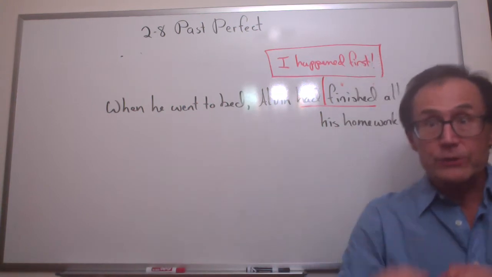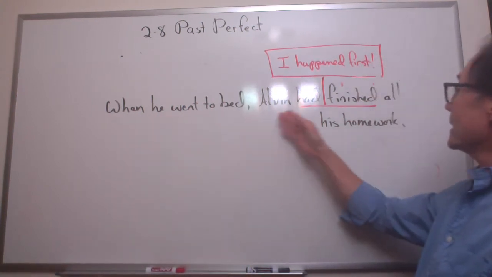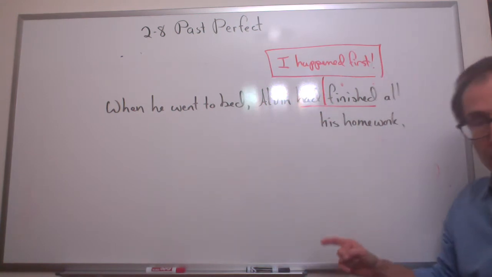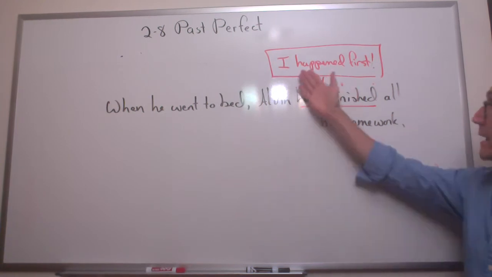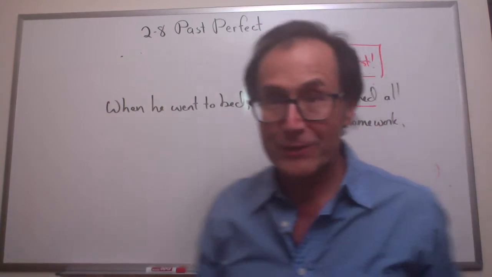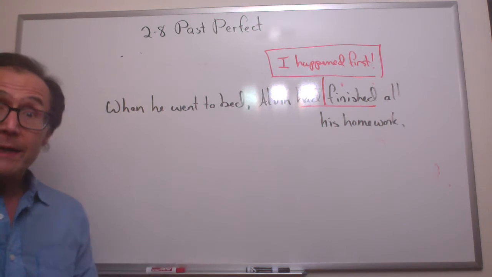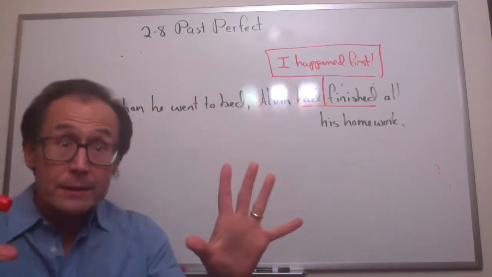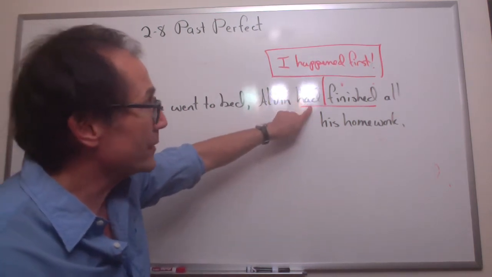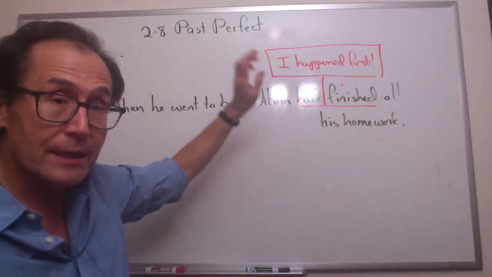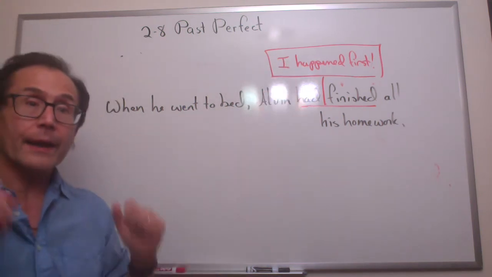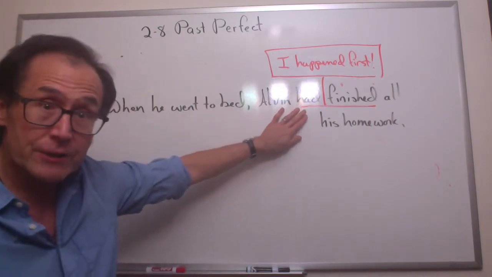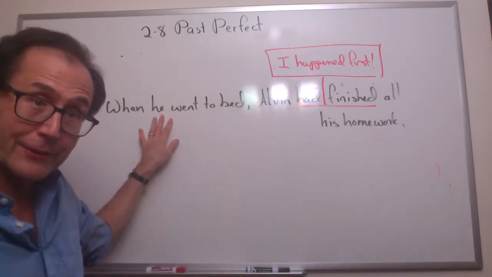So let me ask you a question. When he went to bed, Alvin had finished his homework. Which one happened first? Remember, past perfect is like a sign on the verb that says I happened first. Which one happened first? Right! It's this one. Whenever you see a past perfect verb, it's like there's a sign on it and it says I happened first. So Alvin, first he finished his homework and he went to bed later.